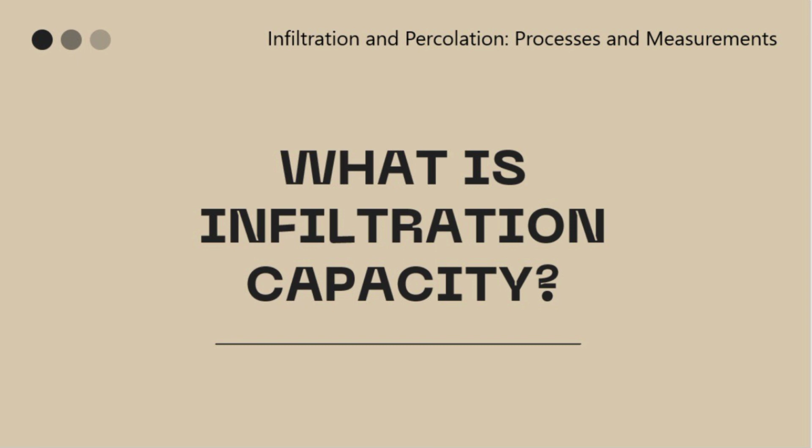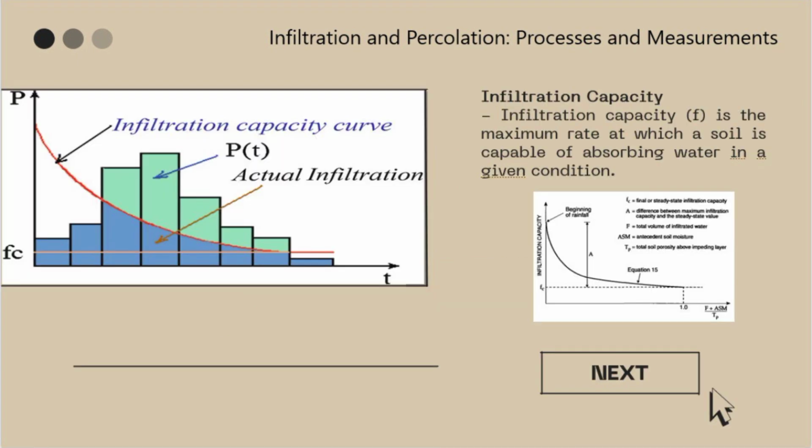Next, let us define what is infiltration capacity. Infiltration capacity, denoted as F, is the maximum rate at which a soil is capable of absorbing water in a given condition. It tends to decrease as the soil moisture content of the surface layers increases. It also depends upon such factors as grain size and vegetation cover.